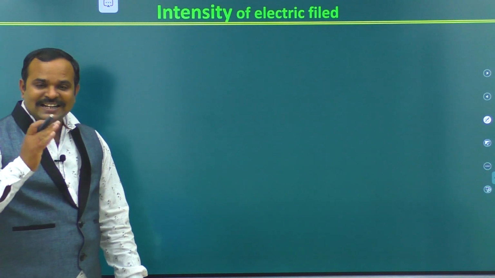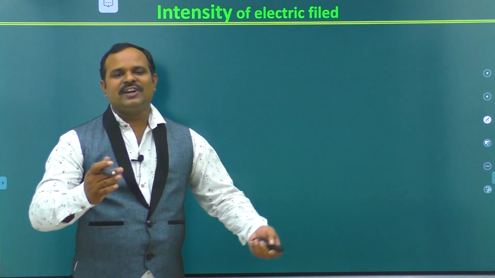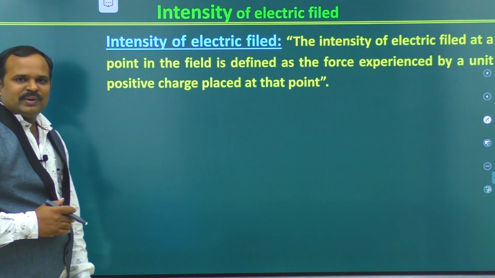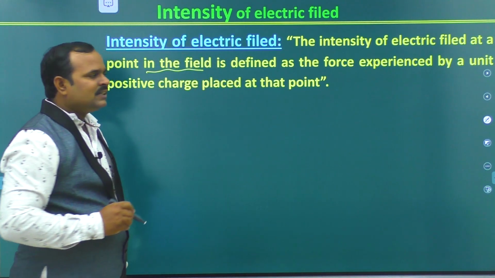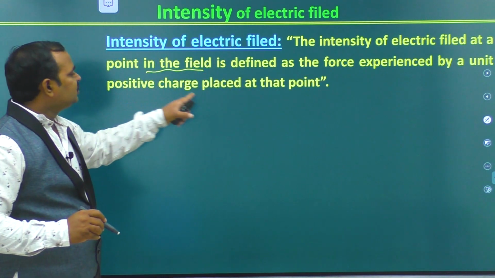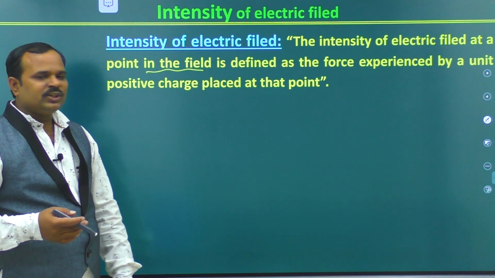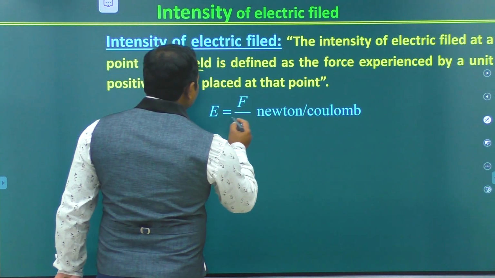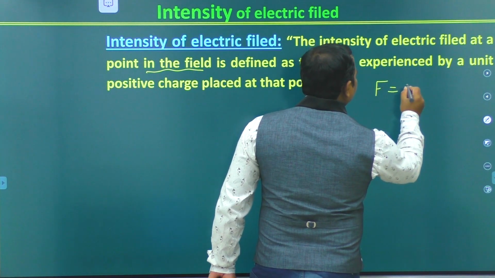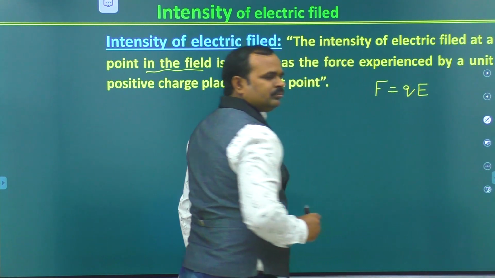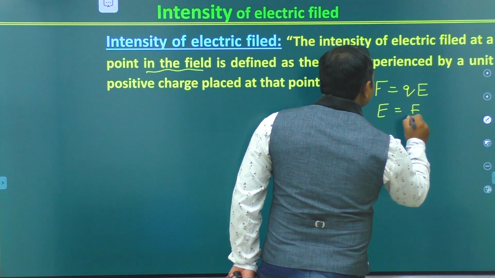And if you want to define the intensity of electric field, the force per unit charge is called the intensity of electric field. The intensity of electric field at a point in the field is defined as the force experienced by a unit positive charge placed at that point. This is simply force per unit charge, that is F is equal to QE. Generally we can write F is equal to QE. So we can write E is equal to F by Q.